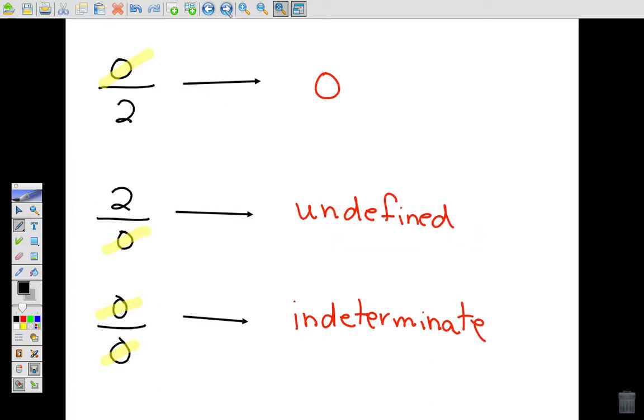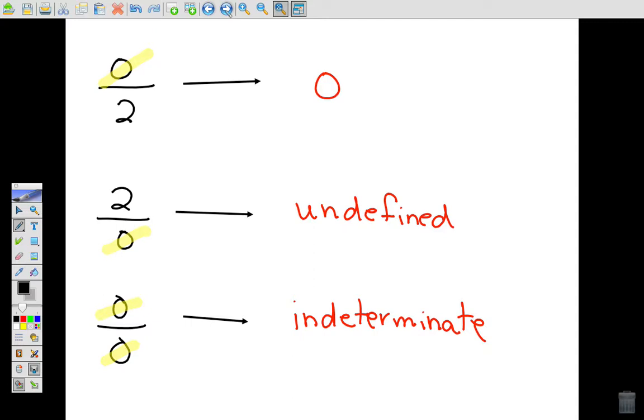Now what I want you to do is copy this down in your notebooks. Make sure you've labeled the lesson. It's lesson 10, and the topic is division by 0. Pause this and just write this down. Now, in the types of problems that we have coming up, you're going to get one of these 3 situations. And actually there's a 4th that I'm going to show you at the end here.